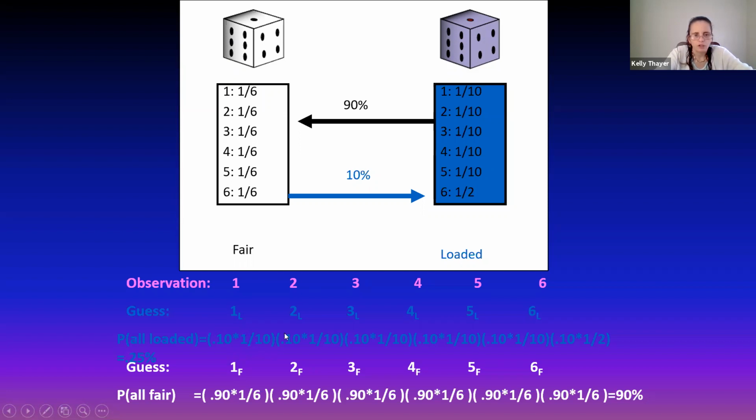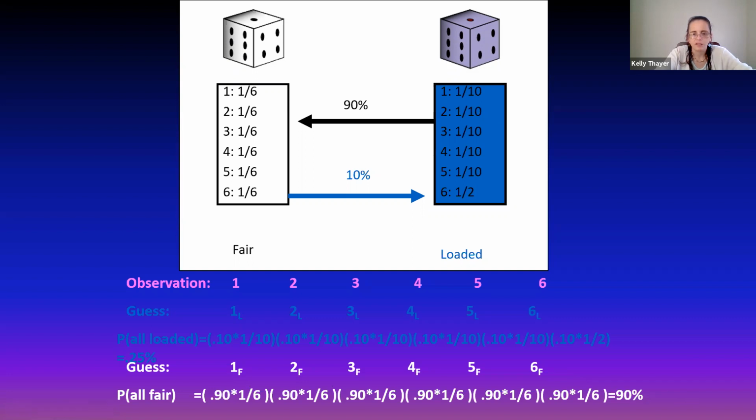Well, the other postulate could be, suppose that all 6 of these dice were fair. Then we multiply these all together: the 0.9 for this transition here, and the 1/6 for these emission probabilities here. Notice that we multiply the transition probability times the emission probability. This one is from the arrow, and this one is from how many times we actually saw it on the die. We multiply that out for each of these according to this postulation, and it works out to be 90%.